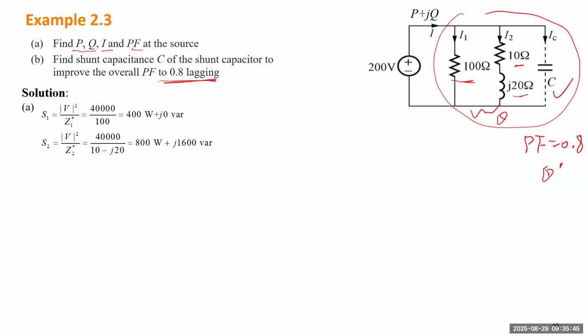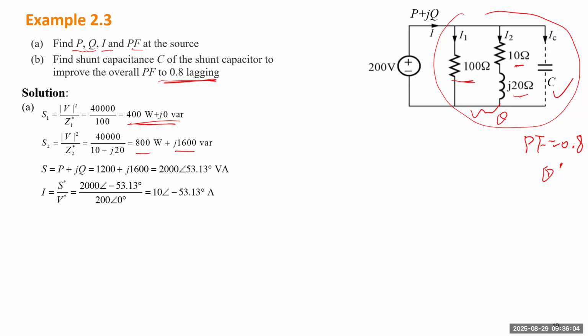First, we calculate the complex power for each branch. We use the absolute voltage squared divided by Z star. Using this formula, we find that load 1 has no reactive power, and load 2 has both real and reactive power. So the total load will have 1200 as P and 1600 as Q.